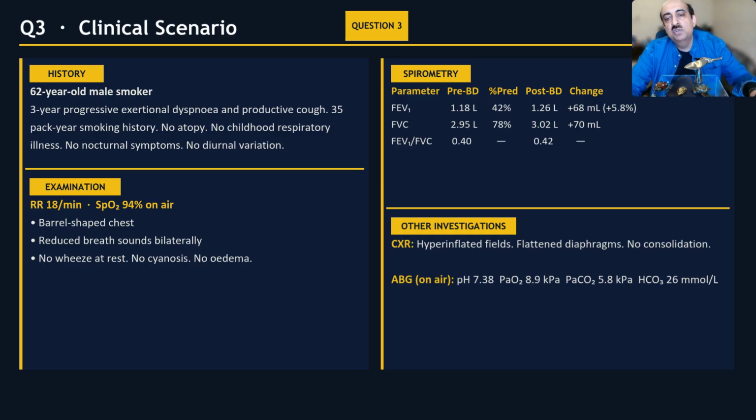The other investigations revealed a chest X-ray with hyperinflated lung fields, flattened hemidiaphragms, and no obvious airspace opacification in the lung fields suggestive of consolidation. The arterial blood gas done on room air showed a pH of 7.38 with a PO2 of 8.9 kilopascals, a PaCO2 of 5.8 kilopascals, and a bicarbonate of 26 millimoles per liter.